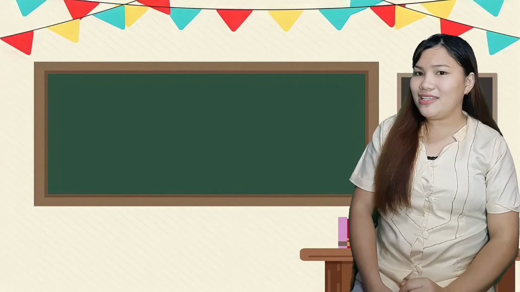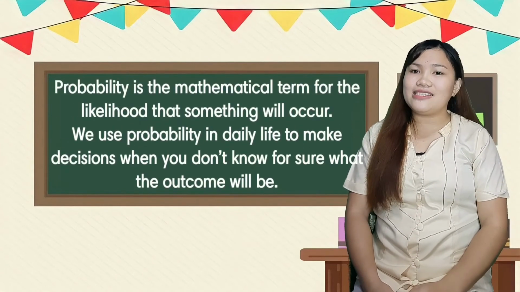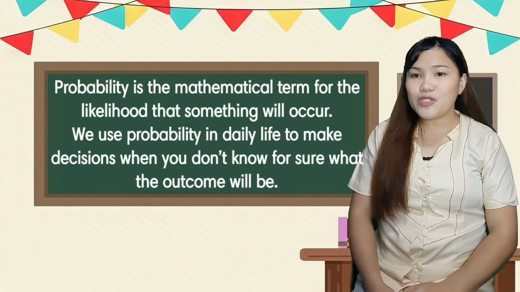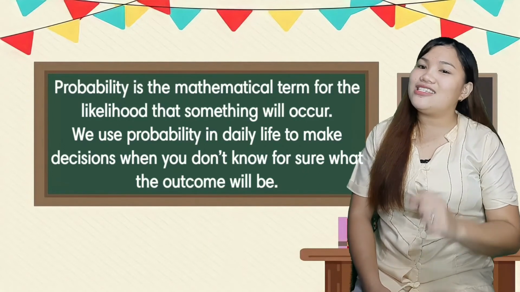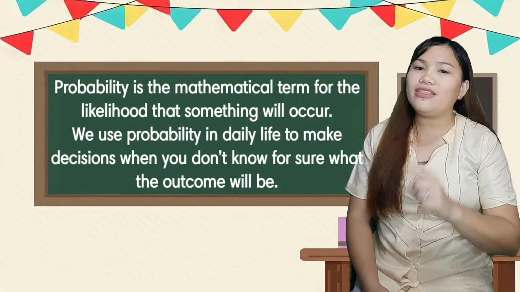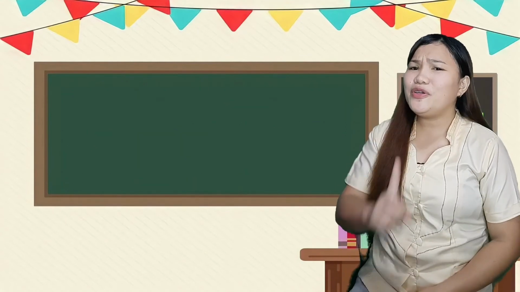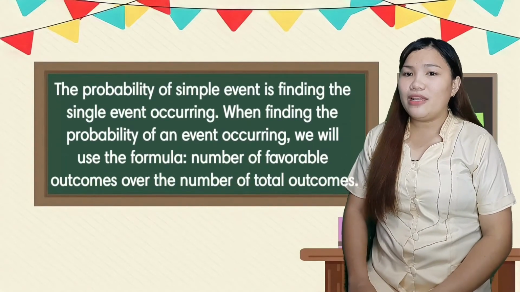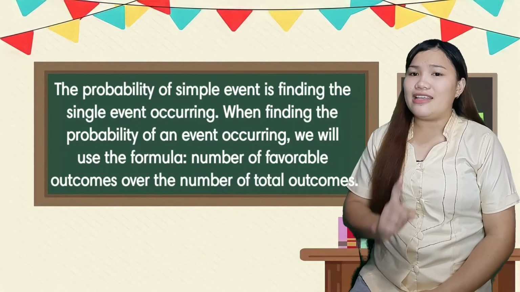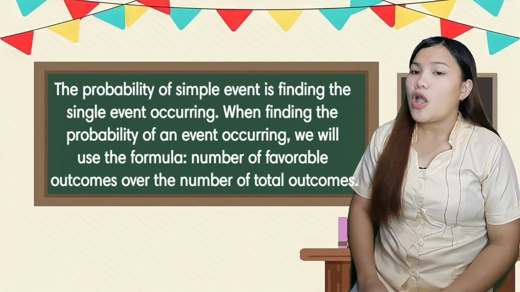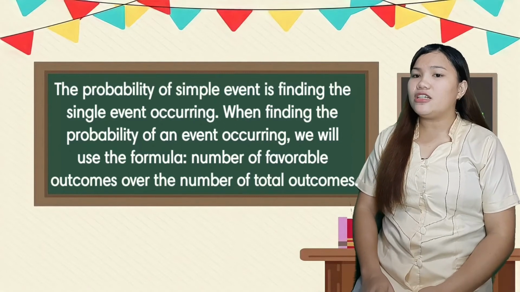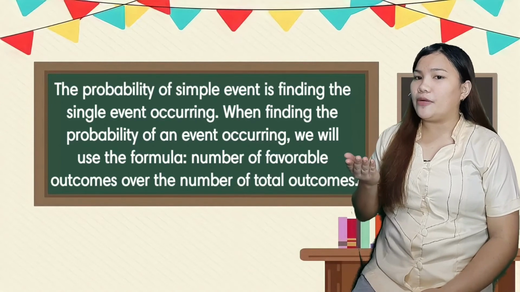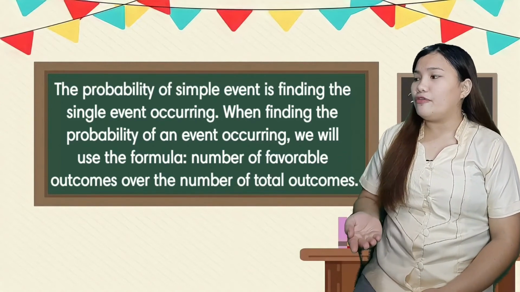So what is a probability? Probability is a mathematical term for the likelihood that something will occur. We use probability in daily life to make decisions when we don't know for sure what the outcome will be. So how do you determine the probability of a simple event? The probability of a simple event is finding the single event occurring. When finding the probability of an event occurring, we will use the formula: the number of favorable outcomes over the number of total outcomes.